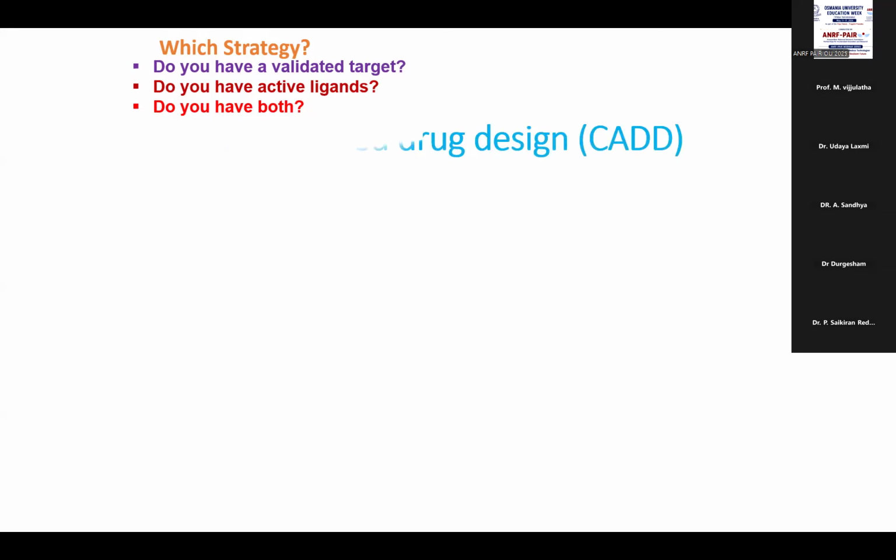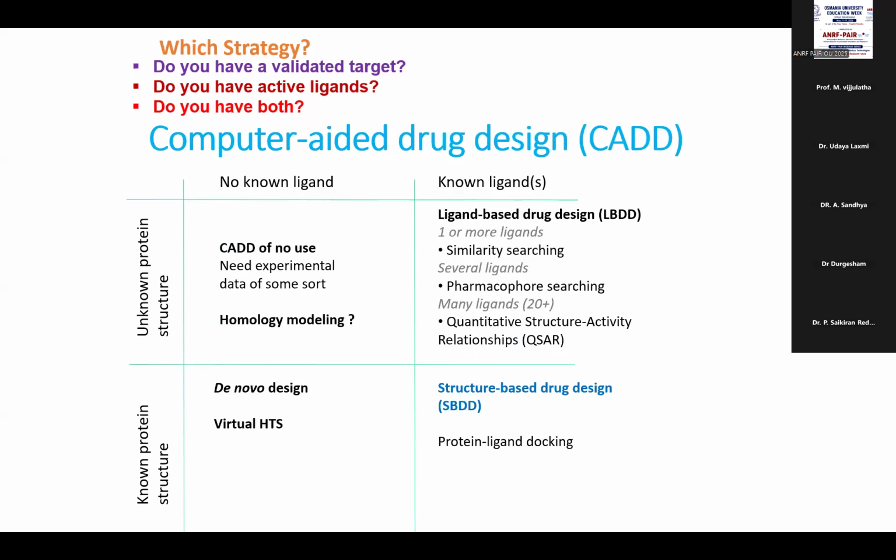So there we talk about computer aided drug design. What are the strategies which we have to follow? Do we have a validated target? Do we have active ligands? Do we have both? It all depends upon these three questions which we ask when we talk about computer aided drug design. So first of all we try to understand whether we have a validated target. That is, do we have a protein already available and can we go for any kind of modifications in the structure?